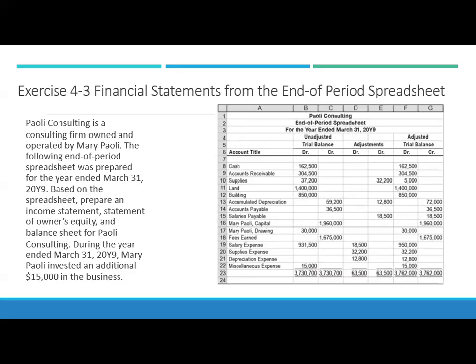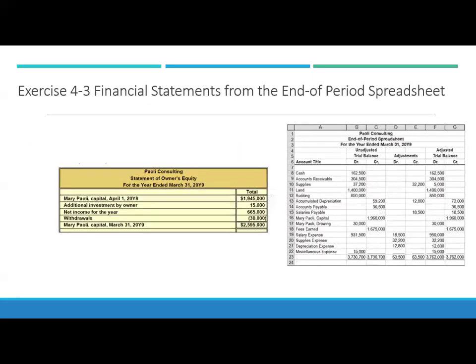So we have this example, and they also give us during the year, Mary invested an additional $15,000 in the business. So that's important to know because we see this Mary Paoli capital, it's 1,960,000. So for preparing the statement of owner's equity, we need to know what the beginning balance was. And so to get that beginning balance, we need to just use a little bit of algebra.